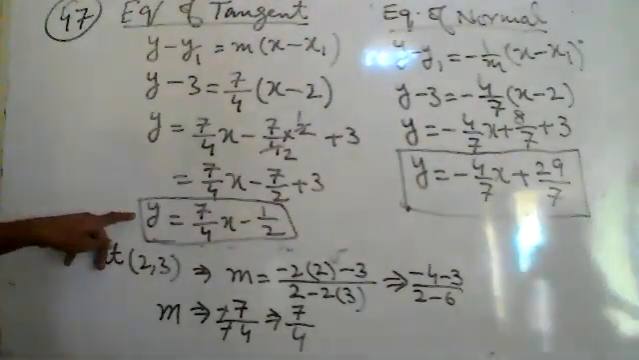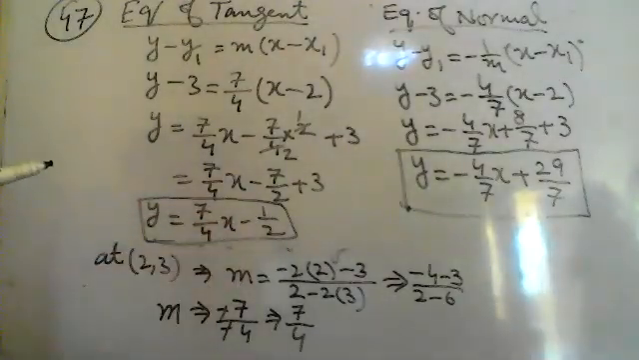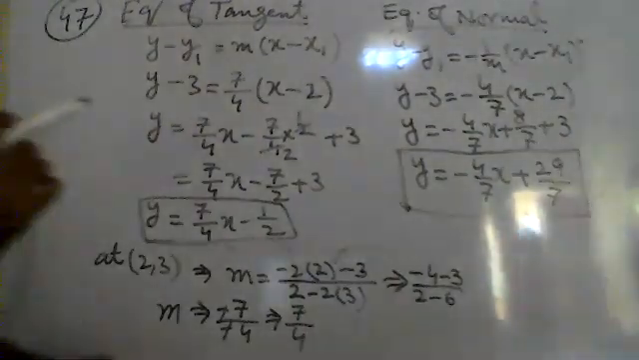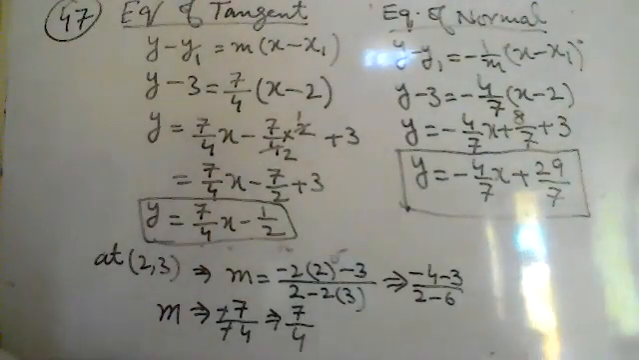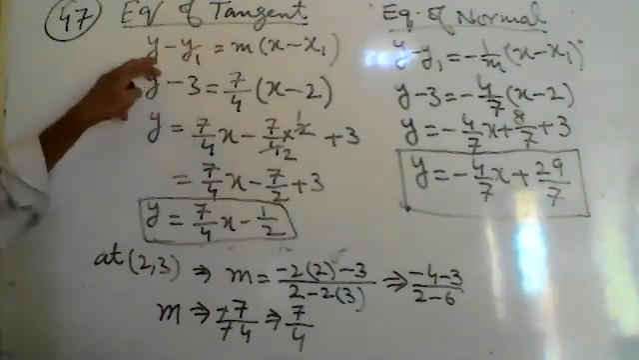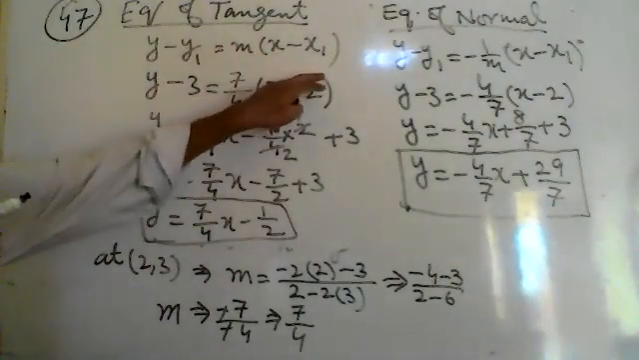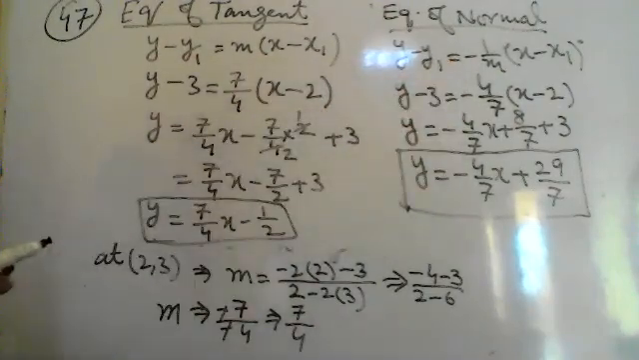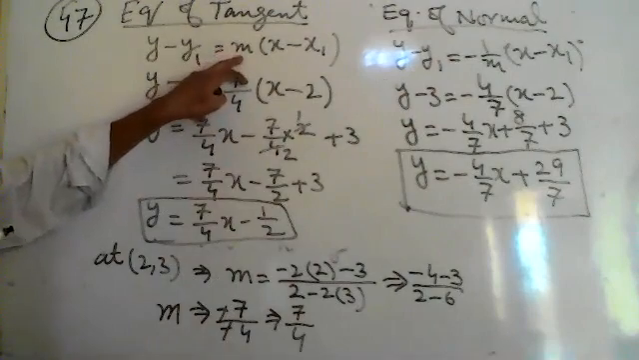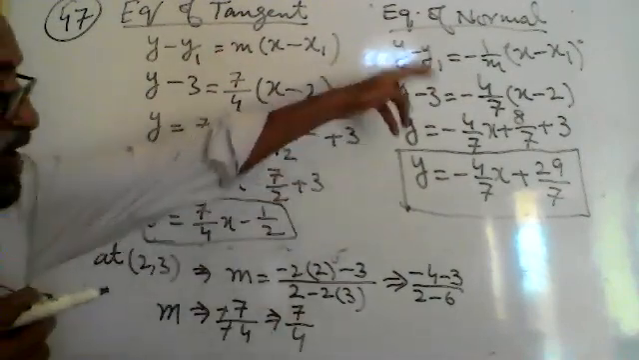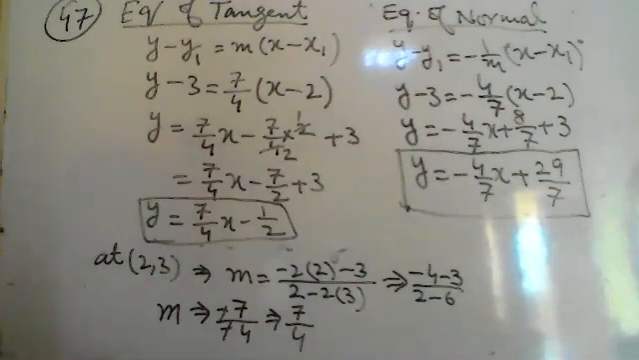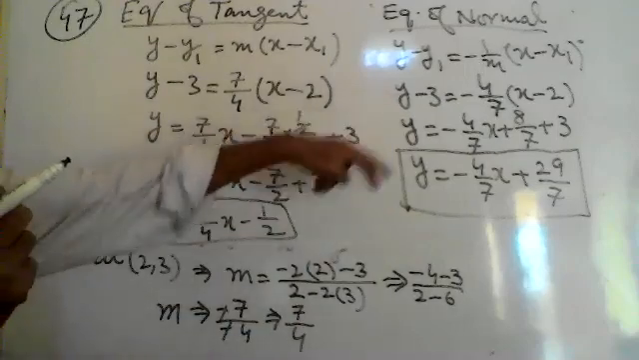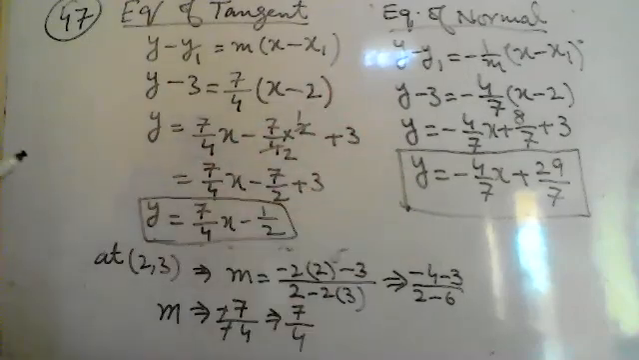Equation of the tangent will be y is equal to 7 upon 4x minus 1 upon 2. Equation of the normal, y is equal to minus 4 upon 7x plus 29 upon 7. Only the difference is here: y minus y1 is equal to m into x minus x1 for the tangent, and here y minus y1 is equal to minus 1 upon m. That means the reciprocal of m. If it is 7 upon 4, it will become 4 upon 7 with negative sign, with opposite sign. If the sign is plus over there, it will become the reciprocal of this one and the sign will be opposite.